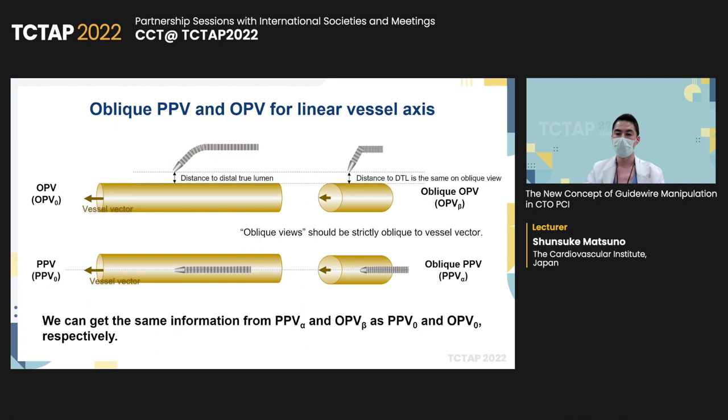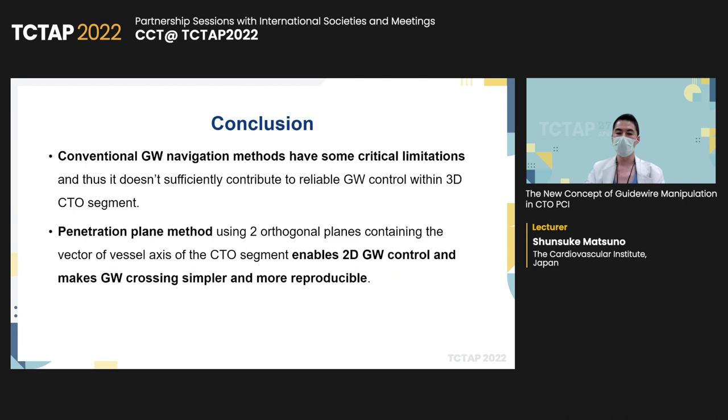In conclusion, conventional guide wire navigation methods have some critical limitations, and thus do not sufficiently contribute to reliable guide wire control within a 3D CTO segment. The penetration plane method, using two orthogonal planes containing the vector of the vessel axis of the CTO segment, enables 2D guide wire control and makes guide wire crossing simpler and more reproducible.